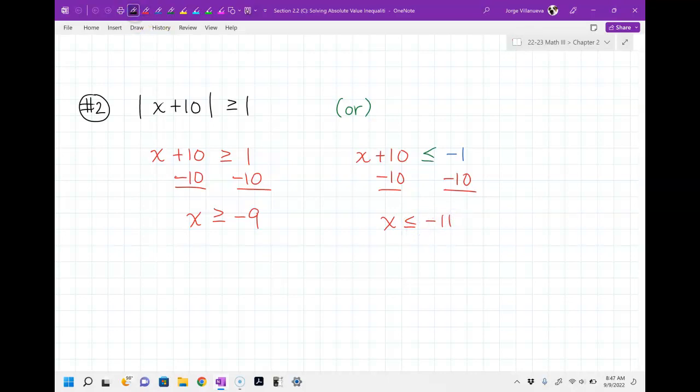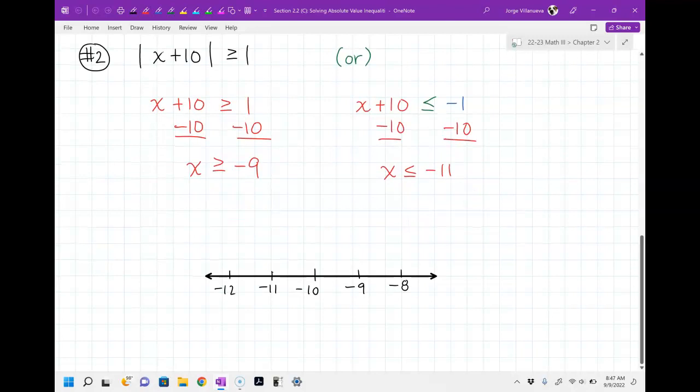So let's draw this. All right, so we'll put 10 here in the middle. I'm sorry, negative 10 in the middle. Negative 9, negative 8, negative 11, negative 12. All right, so let's draw the first one. x greater than or equal to negative 9. Okay, greater than or equal to negative 9.